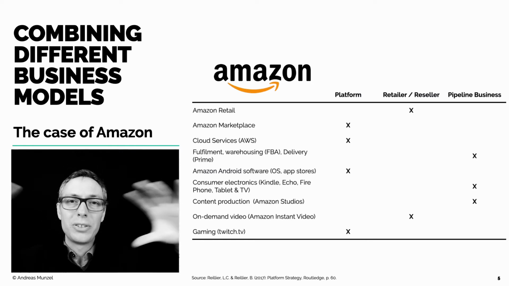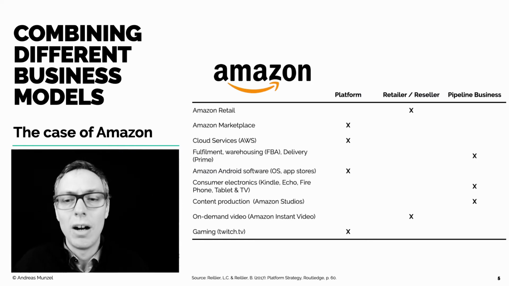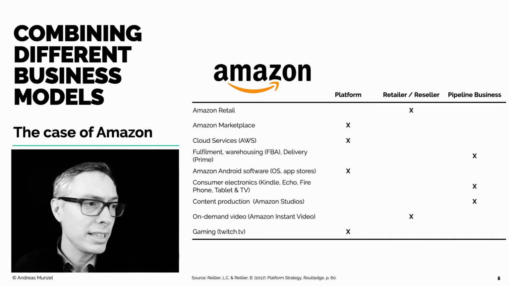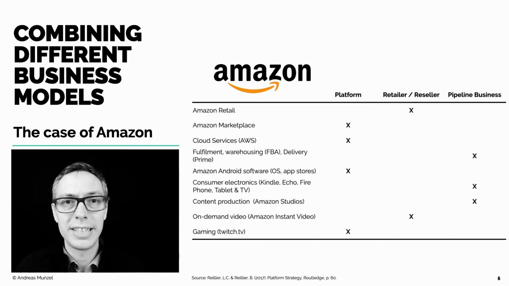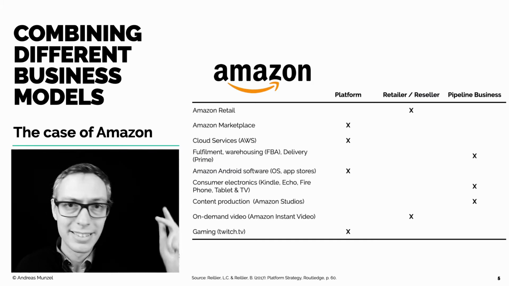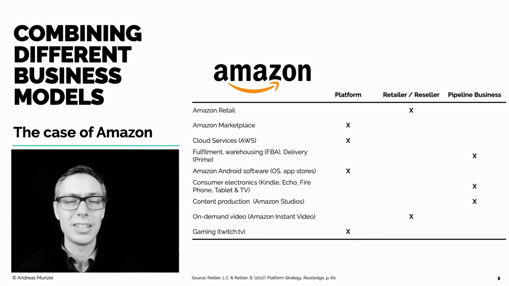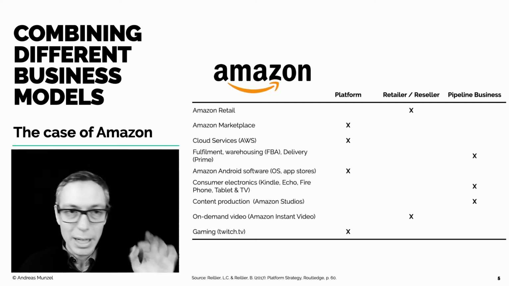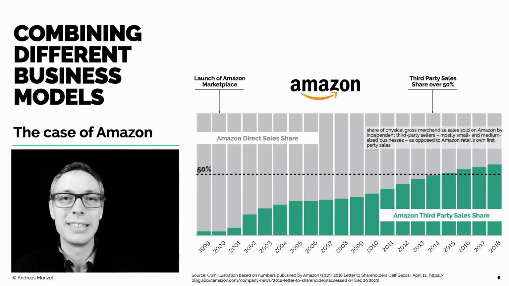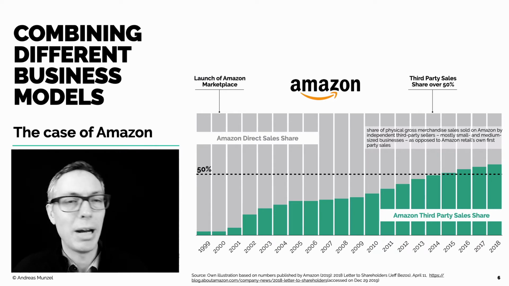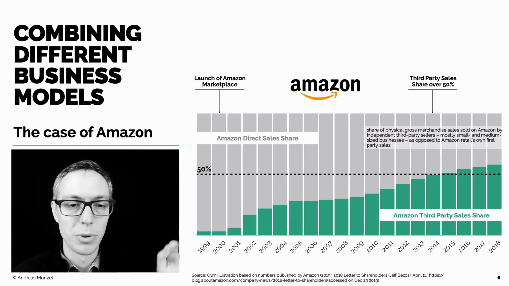Okay, so you see the variety of their activities according to their different activities here. Some are pipelines, some are retailers, some are platforms. Okay, so it's not that simple. And I would like to point out perhaps one interesting fact here. So Amazon Marketplace was launched in the year 2000.